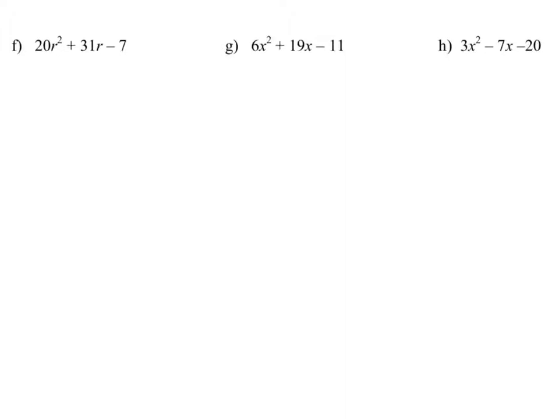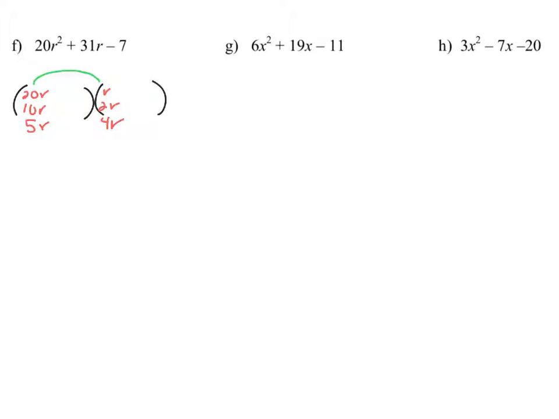But suppose we want to factor this. We want to find the pairs of factors that will give us 20r squared plus 31r minus 7. There's a lot of possibilities here. For the first term, we could have 20r times r. We could have 10r times 2r. We could even have 5r times 4r. Because when you multiply the first terms, you want that to equal 20r squared. So those are the different ways that that can happen.